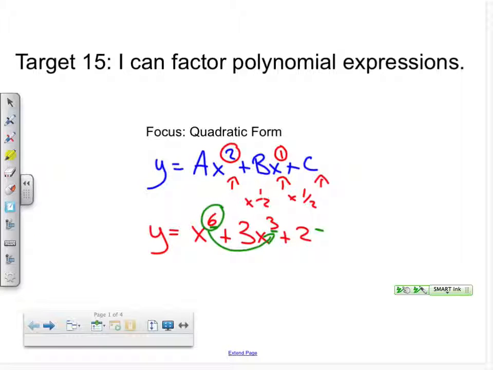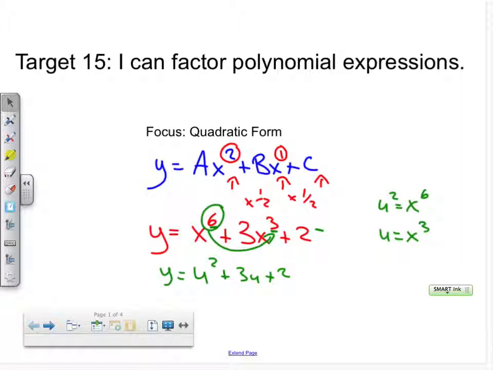How do we get 6 down to be a square? Well, if you use u, if u squared, you want it to be x to the 6th, you cut that in half, and let u equal x to the 3rd. So we substitute this, we get u squared plus 3u plus 2, and then that you can factor.